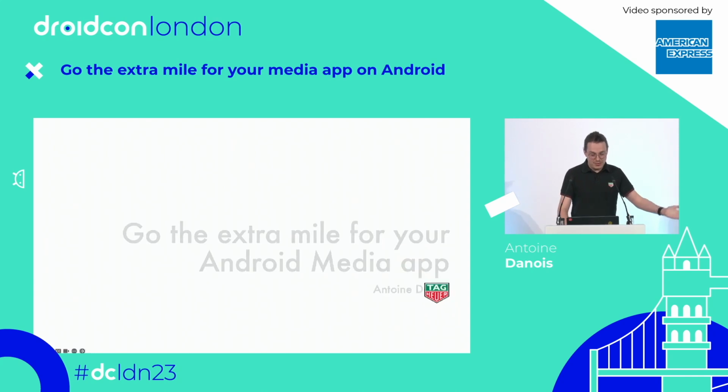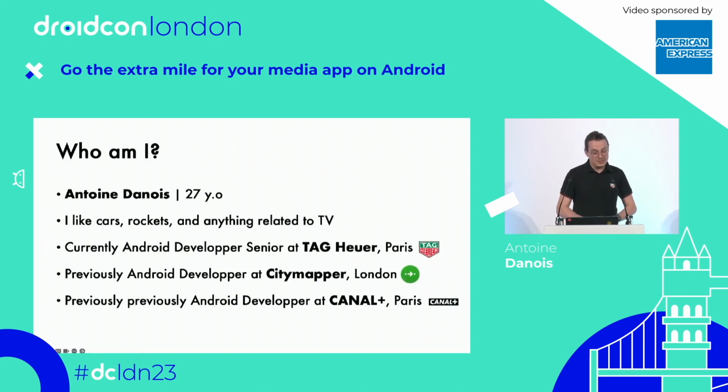So my name is Antoine Danois. I'm 27 years old. I like cars, rockets, and anything related to television. Right now, I'm working at Tag Heuer, the watch brand, on connected watches. Before that, I was working here in London at Citymapper, and before that, I was working at Canal Plus in Paris. For the folks that don't know Canal Plus, it's like Sky Television here. Yeah, a lot of media and television stuff, video.